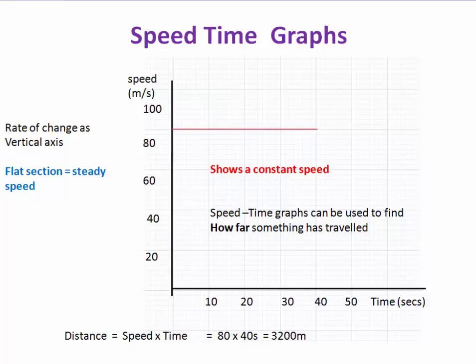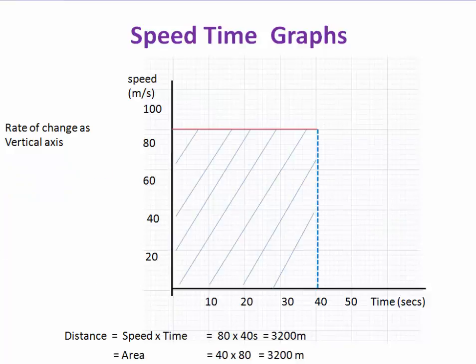Another way to think about this is, that was 80 times 40. And if we look at that, that's the area here under this line. So if we draw a dotted line to here to 40 and work out this area, this also gives us the distance. So the area under a speed time graph underneath our lines gives us the distance traveled.